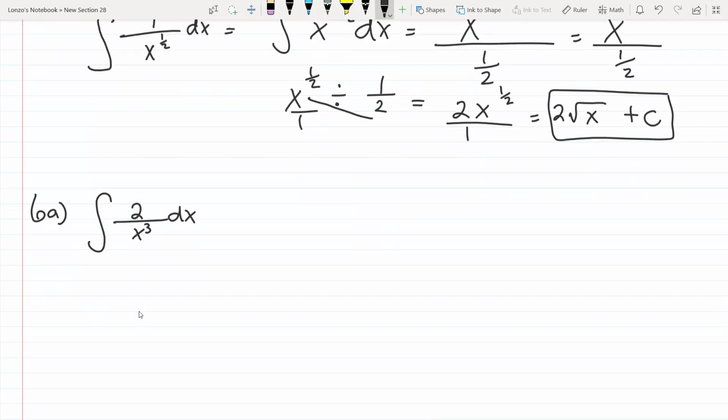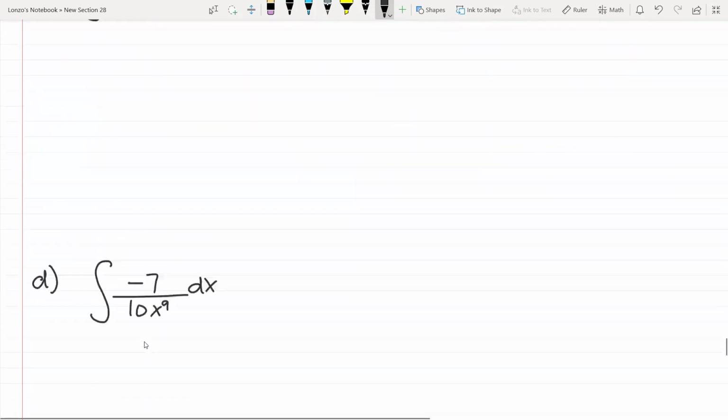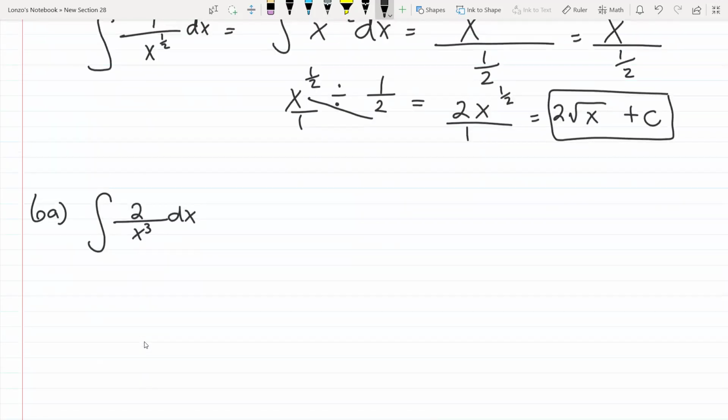Okay, 6a. How much do we have? Okay. 6a. So an integration of 2 over x cubed. So 2 is a constant, so I take that out. And then you have 1 over x cubed dx.